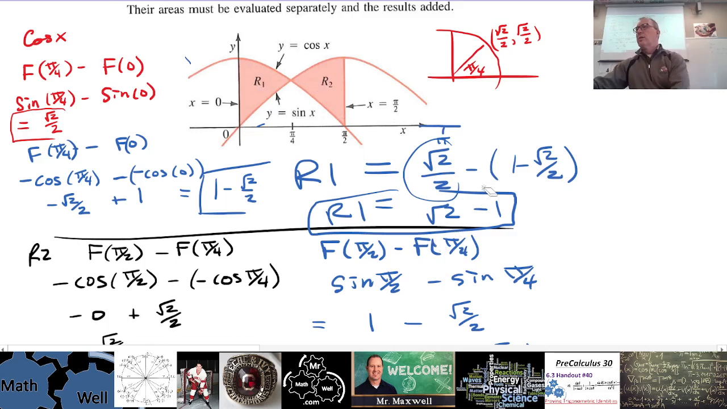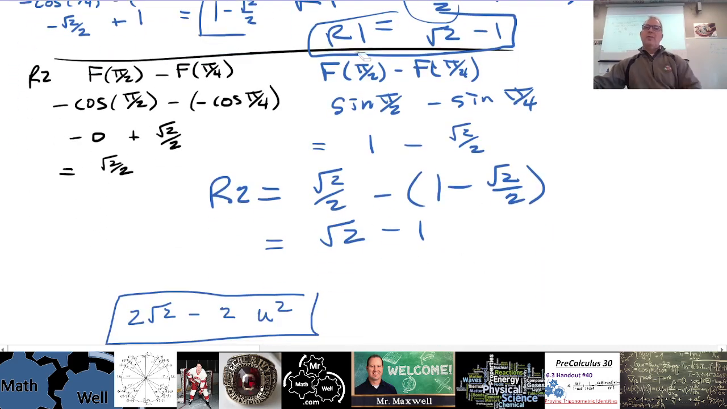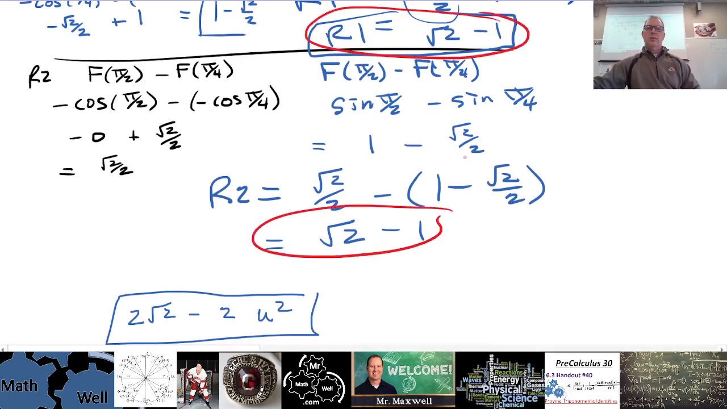We've proven it. So if you know for a fact that R1 equals R2, you could just do R1 times 2 to get the area. But here now we know for sure. So if you add R1 and R2 together, you have 2 root 2, and then minus 1 is minus 2. So there is your total.